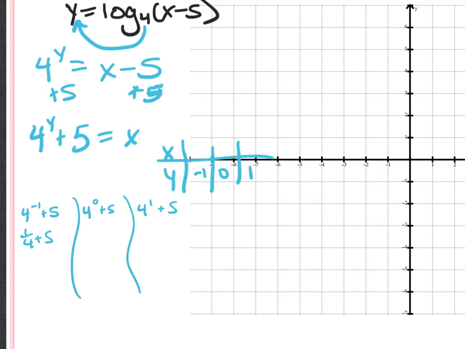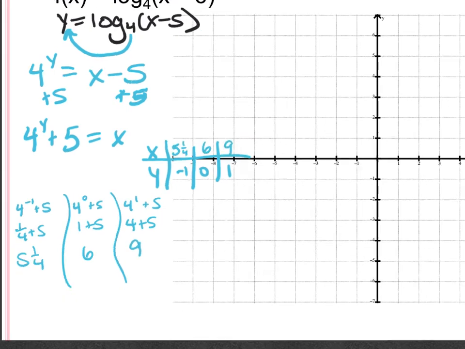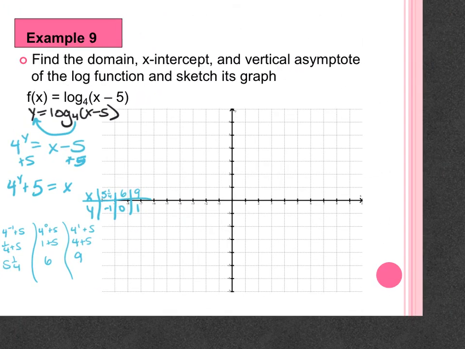1/4 plus 5, which is 5 1/4. 1 plus 5, which is 6. 4 plus 5, which is 9. Five 1/4 and negative 1. 6 and 0. 9 and 1.